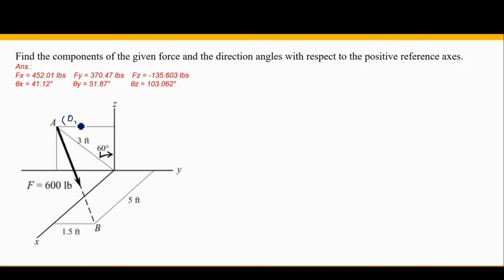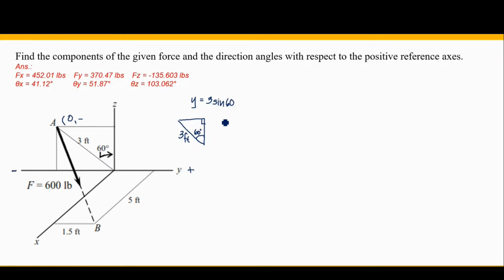Okay? For the y-axis, this is our positive y, and this is the negative. Our y is equal to 3 sine 60 degrees. So why 3 sine 60 degrees? Let's take into consideration this triangle. Let's transfer it here. So we have here 60 degrees and this is 3 feet.